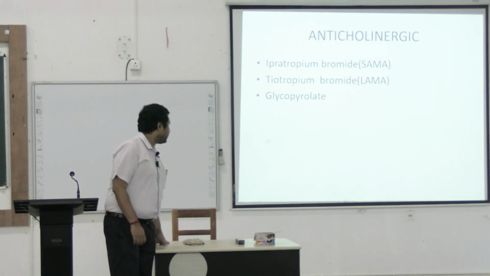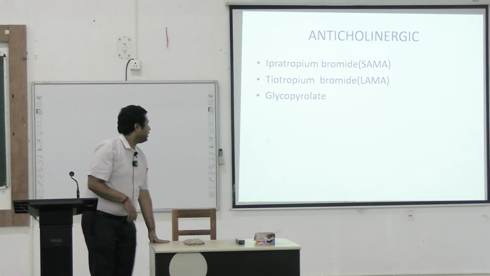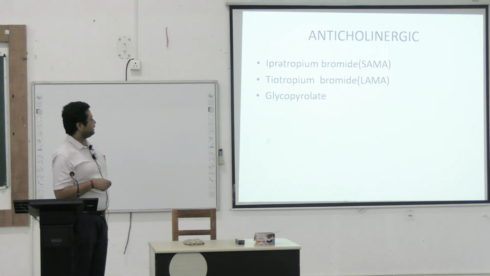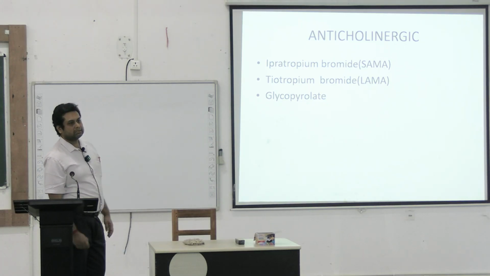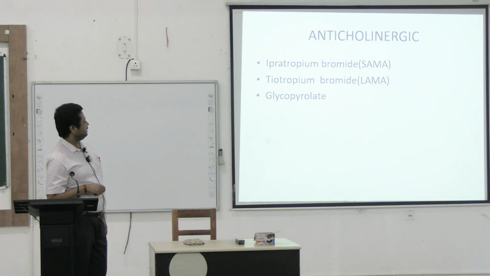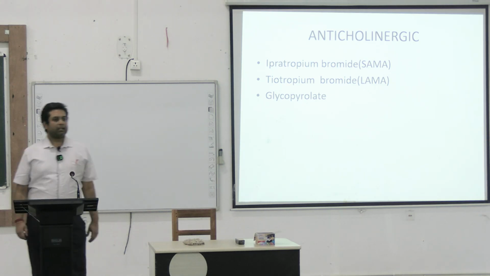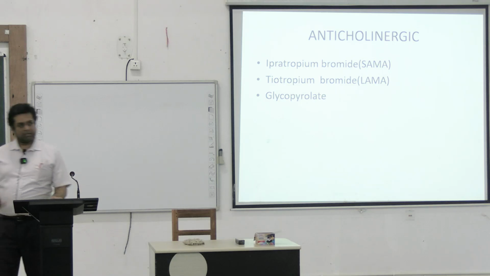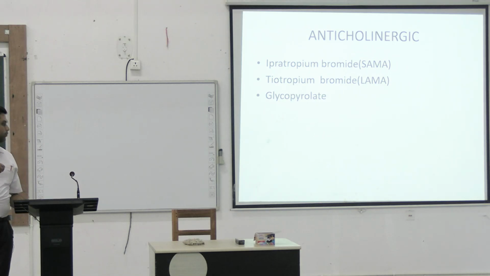Like beta agonists, there is SABA. So short acting muscarinic antagonist, ipratropium bromide. And tiotropium bromide, long acting muscarinic antagonist. So this is used for termination of acute attack and this is for prophylaxis.